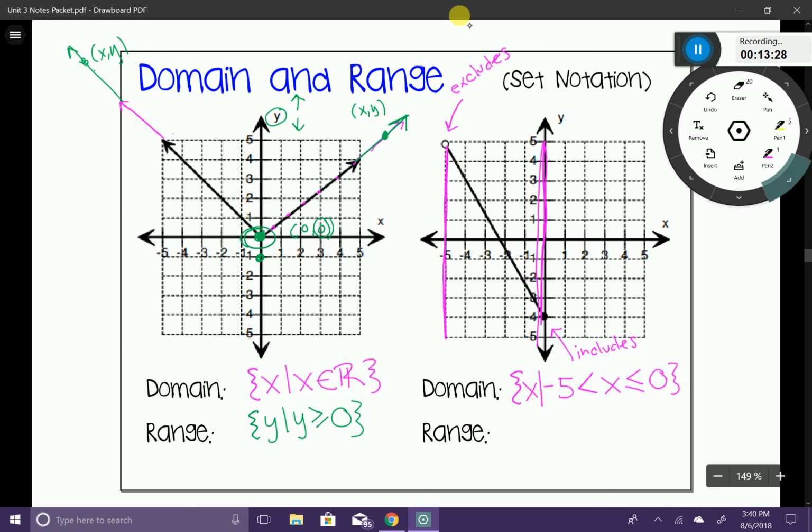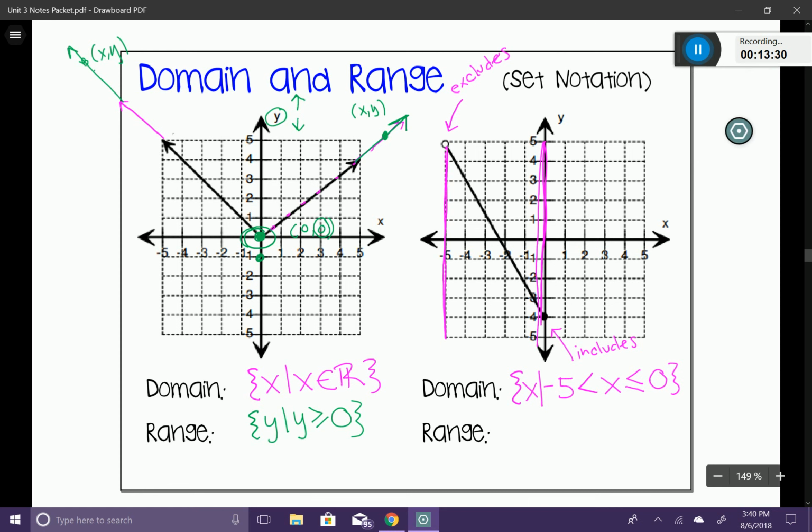Now, looking at my range, hopefully my colors aren't getting too confusing here, but my highest range value is at that non-included +5, and I'm getting that number right on my axis. And then my lowest is going to be at that -4. So, and everywhere in between.